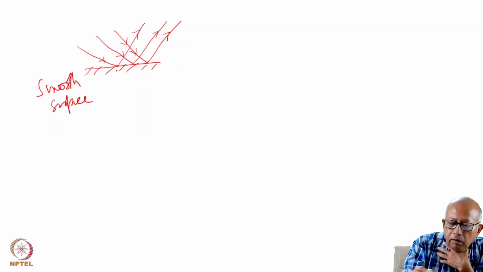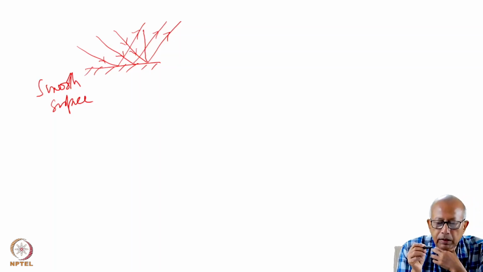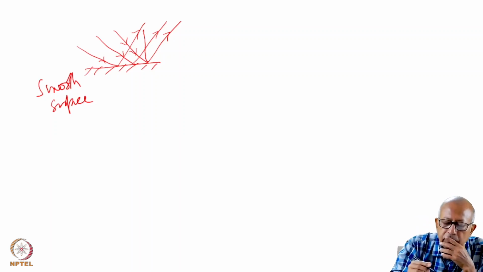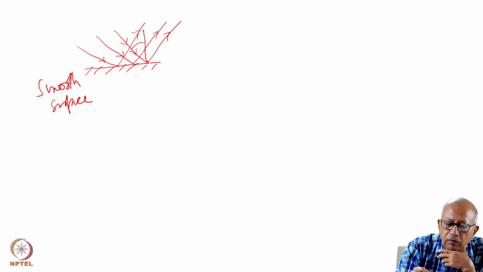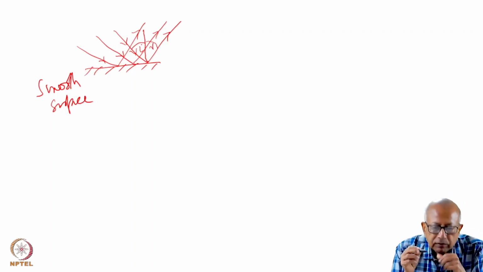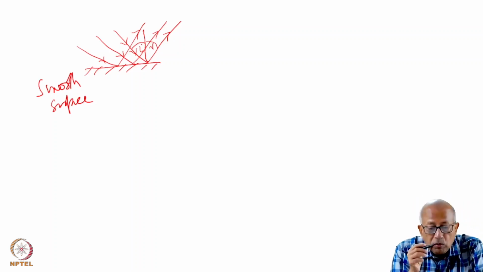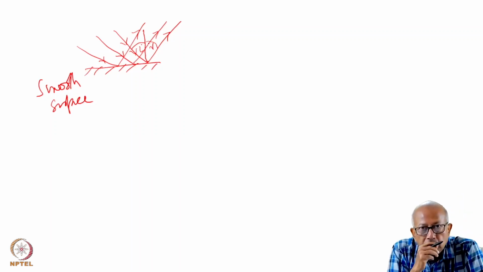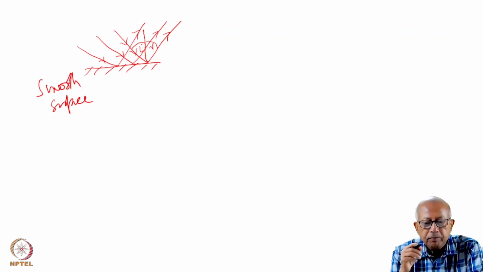And on the reflecting surface, we draw a normal. So when the reflection is from such a smooth surface, the angle of incidence is equal to the angle of reflection. And such reflections are called specular reflection, where the angle of incidence becomes equal to the angle of reflection.